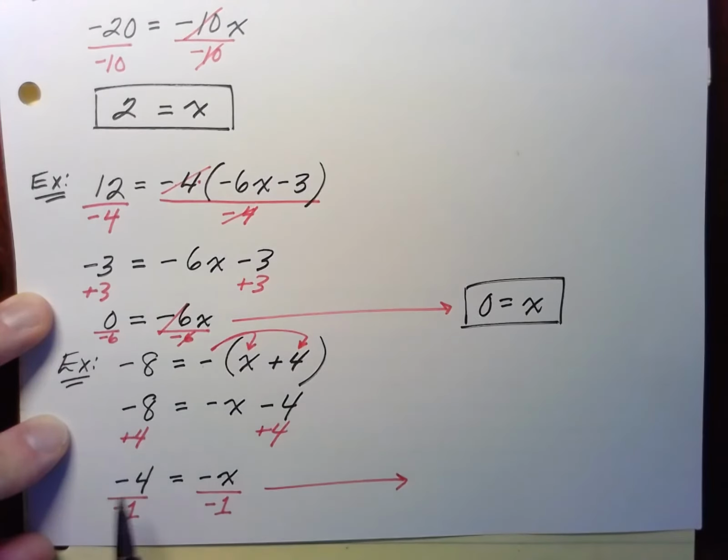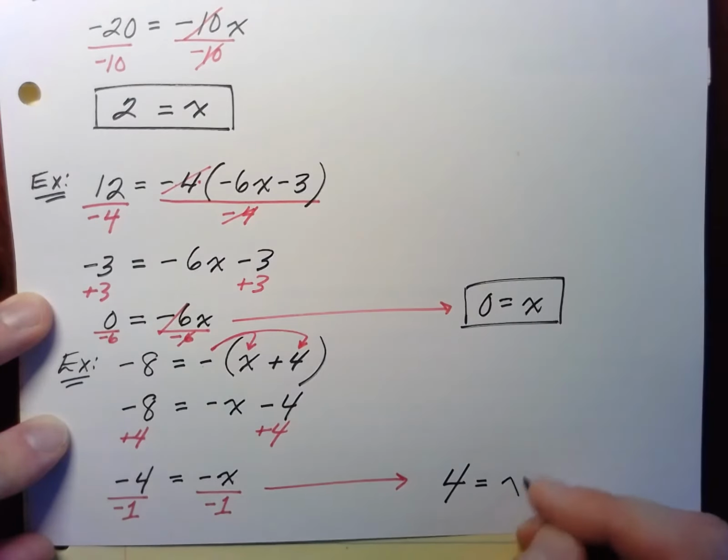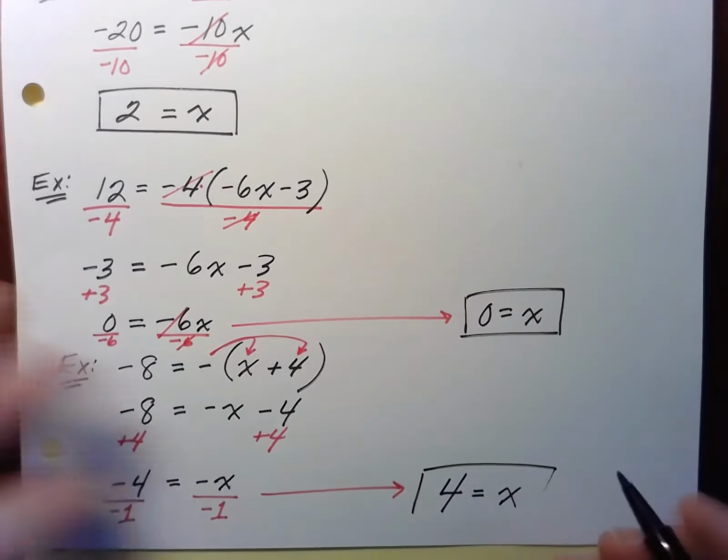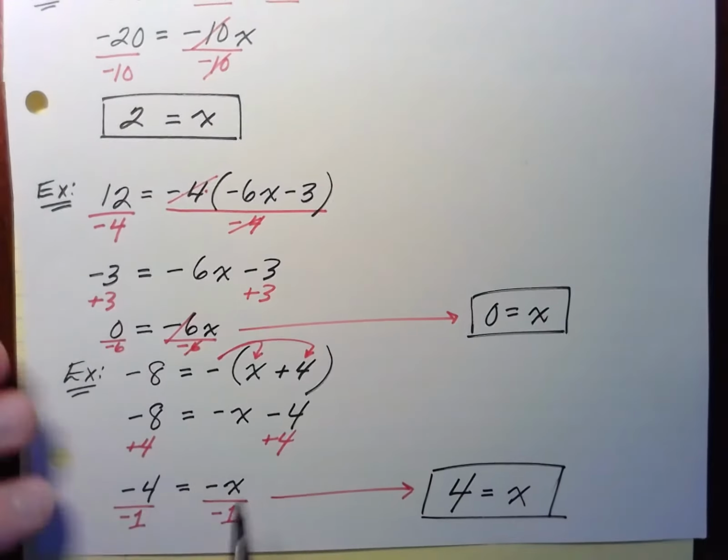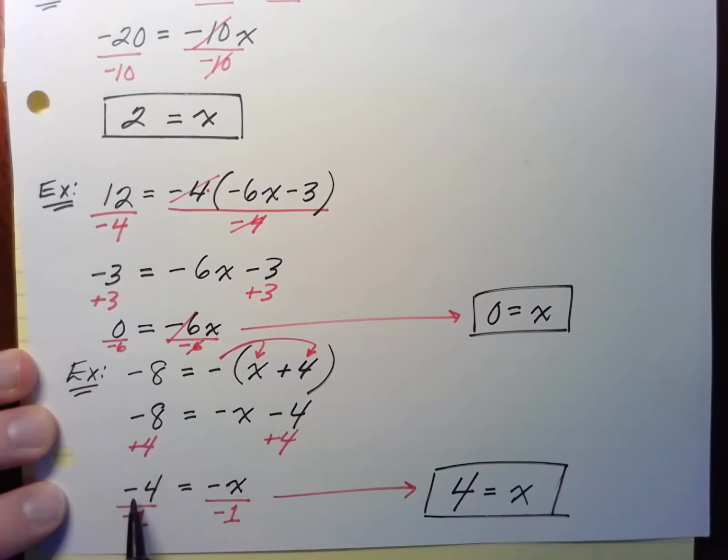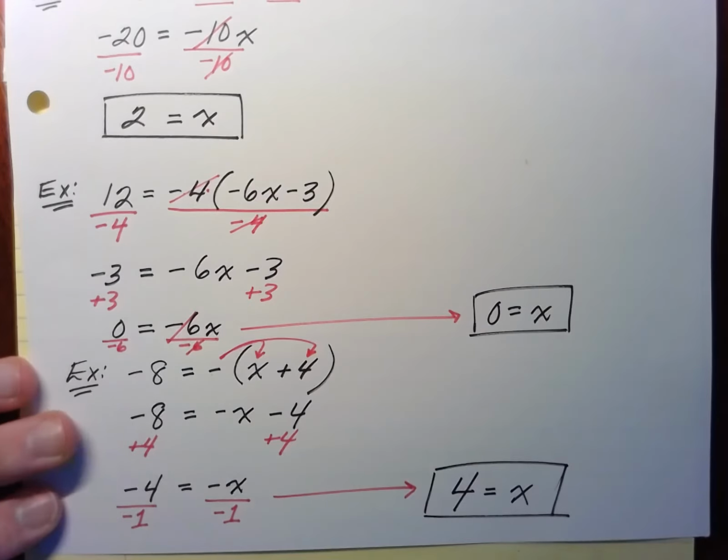Okay, and so -4 divided by -1 is a +4, and -x divided by -1 is +x. And you can also just even think about it where you're like, oh, well, if -x is -4, then +x is +4.